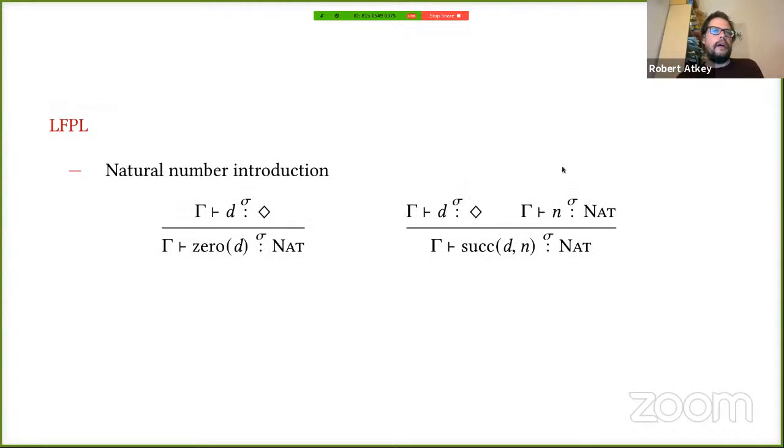And now to do LFPL, we can construct natural numbers. So to construct a 0, we need a diamond. To construct a successor, we need a diamond. And notice here, these are kind of polymorphic in the fragment of the system you're in. So if this was in the 0 fragment, we could just supply a star for the diamond, and that means we can construct as many natural numbers as we like, because we can just use stars everywhere.